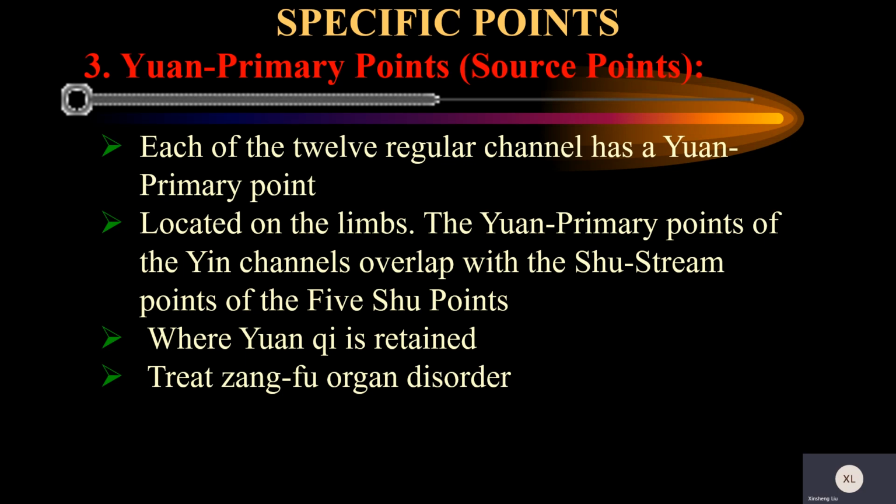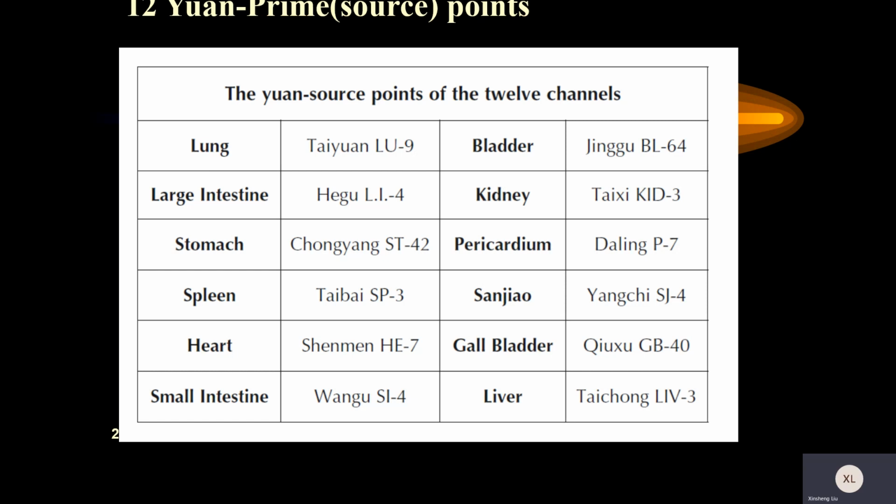So next one. The next category is the yuan primary point or yuan source point. Both translations are good. Each of the 12 regular channels has a yuan source, yuan primary point, located on the limbs, whether upper limb or lower limb. The yuan primary points of the yin channels overlap with the shoestring points of the five shu points. Remember that. All the yin channels, whether upper limb yin channels or lower limb yin channels, right? Where yuan qi is retained. With yuan qi retained, we use acupuncture, use needles, to stimulate and activate the yuan qi. They treat the corresponding zangfu organ disorders. So here are all the 12 yuan primary or source points, right? Lung, large intestine, stomach, spleen, heart, small intestine, bladder, kidney, pericardium, sanjiao, gallbladder, liver, right?